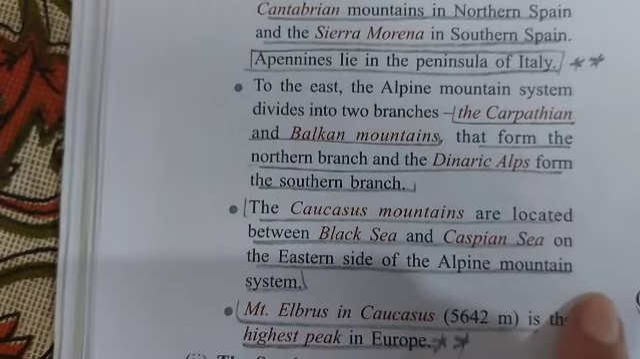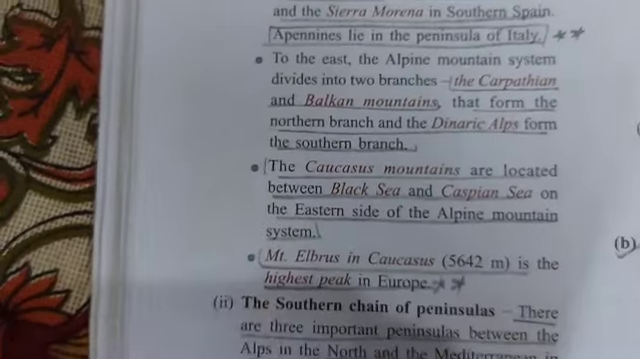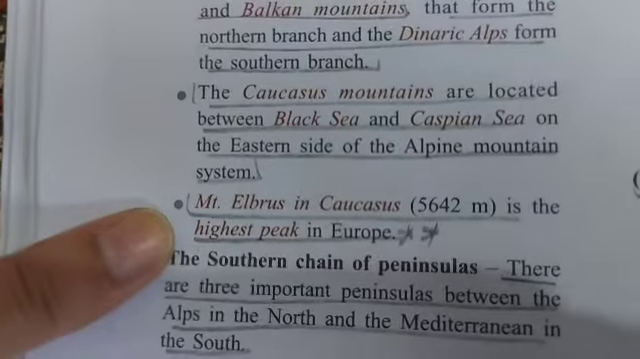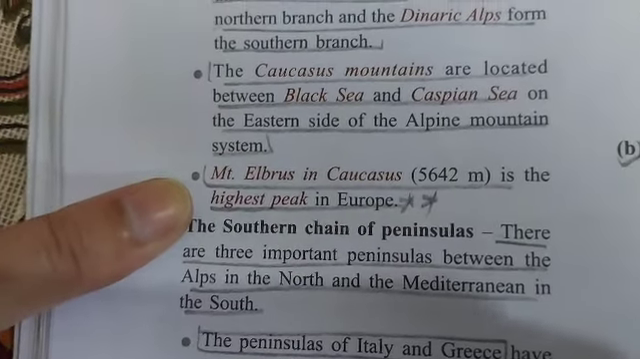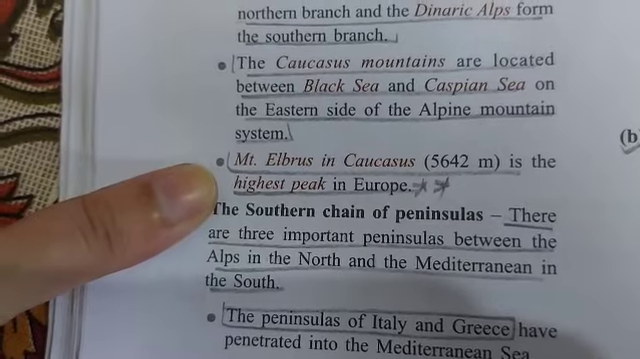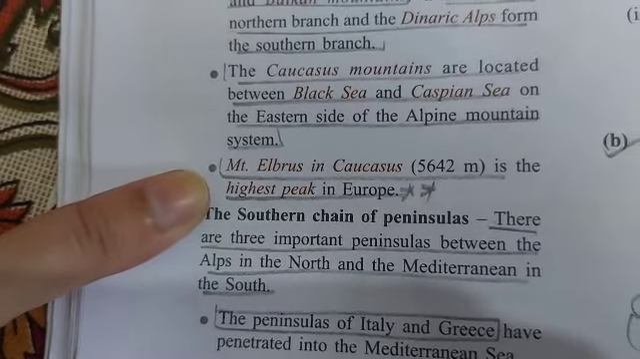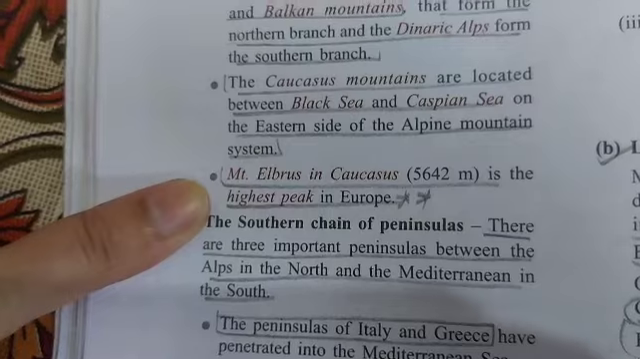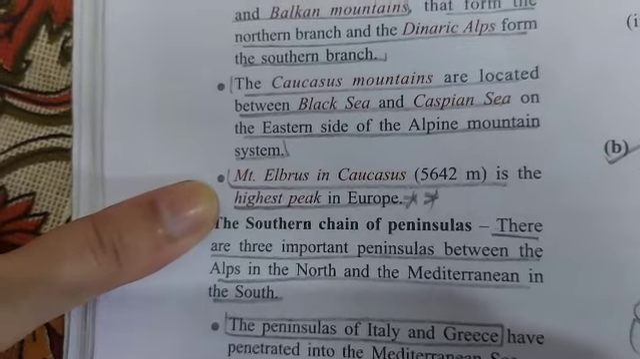On the eastern side of the Alpine mountain system, the next one is also very, very important. Mount Elbrus in the Caucasus, which is 5642 meters high, is the highest peak in Europe. So which is the highest peak in Europe? Mount Elbrus, located in the Caucasus.